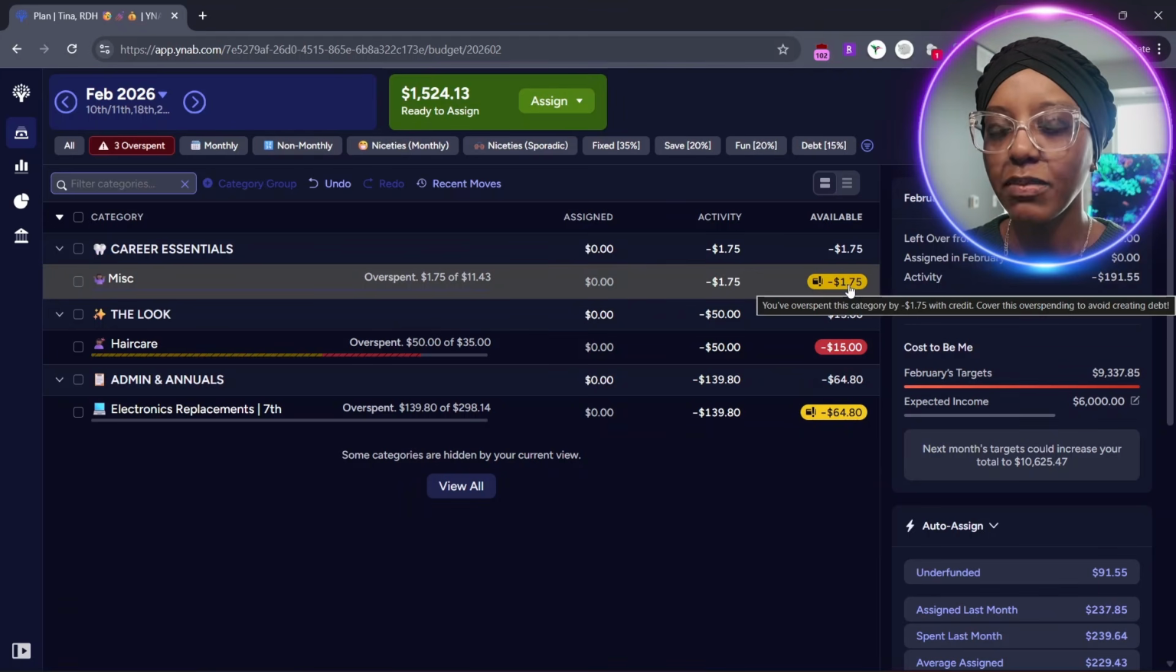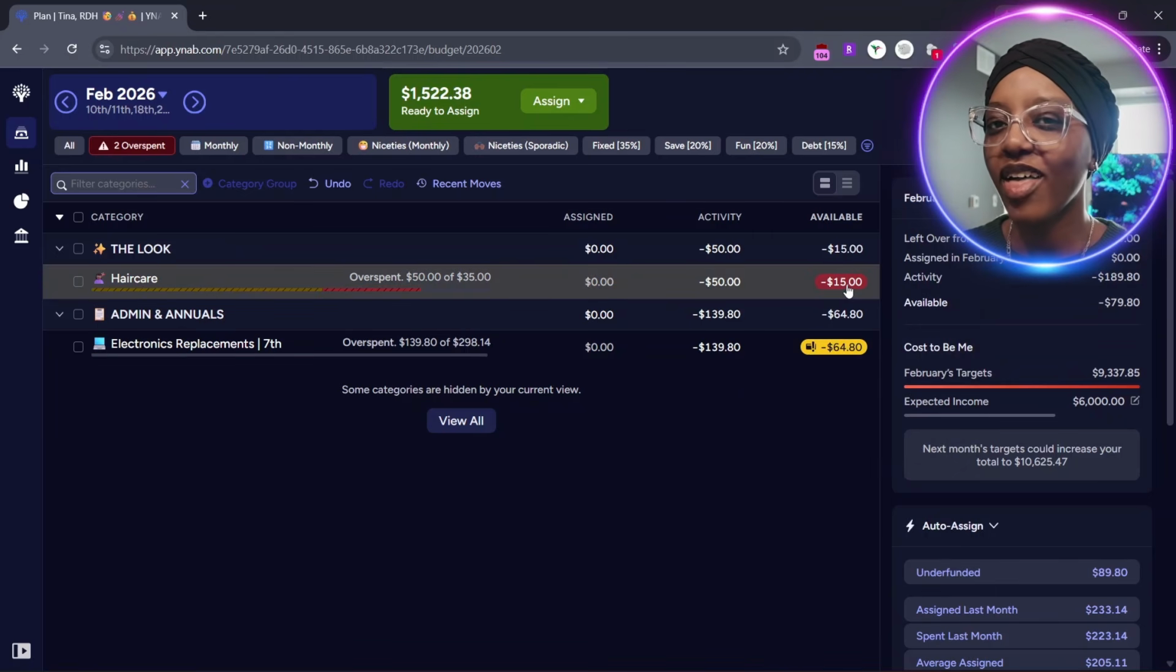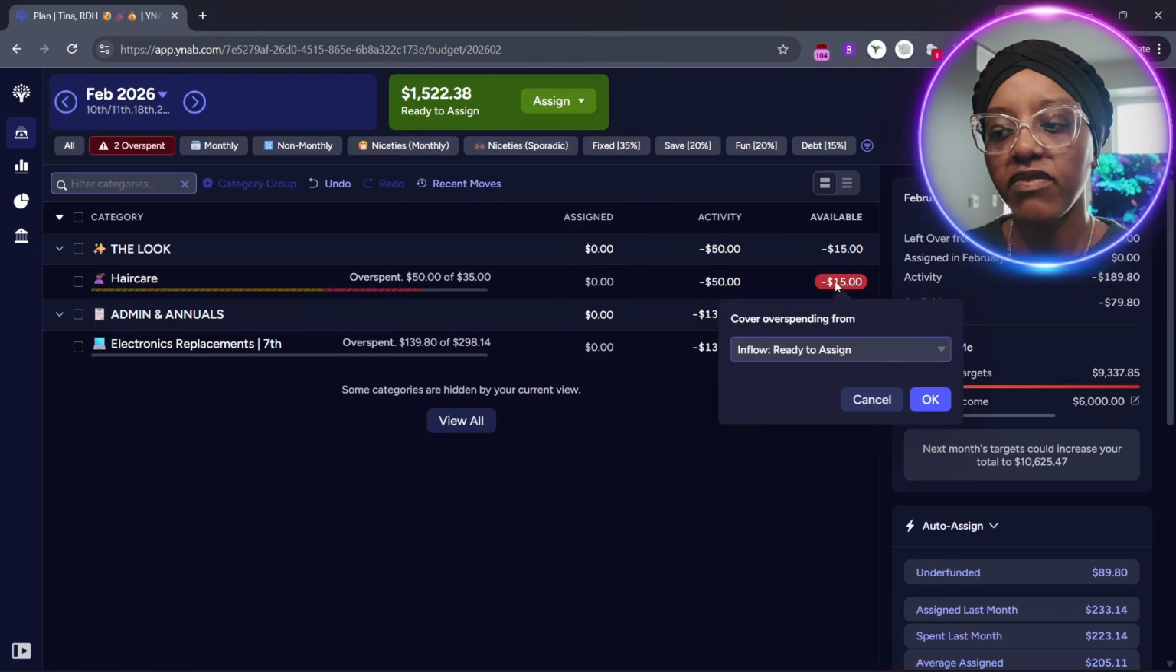Miscellaneous, I won't say what I spent here. We'll talk about that later down the line, but I actually did spend $175 in my miscellaneous category, and that's where that came from. Hair care, I got my hair done and it normally costs $40, but I decided to give her $50, a $10 tip, so that was overspent by 15.